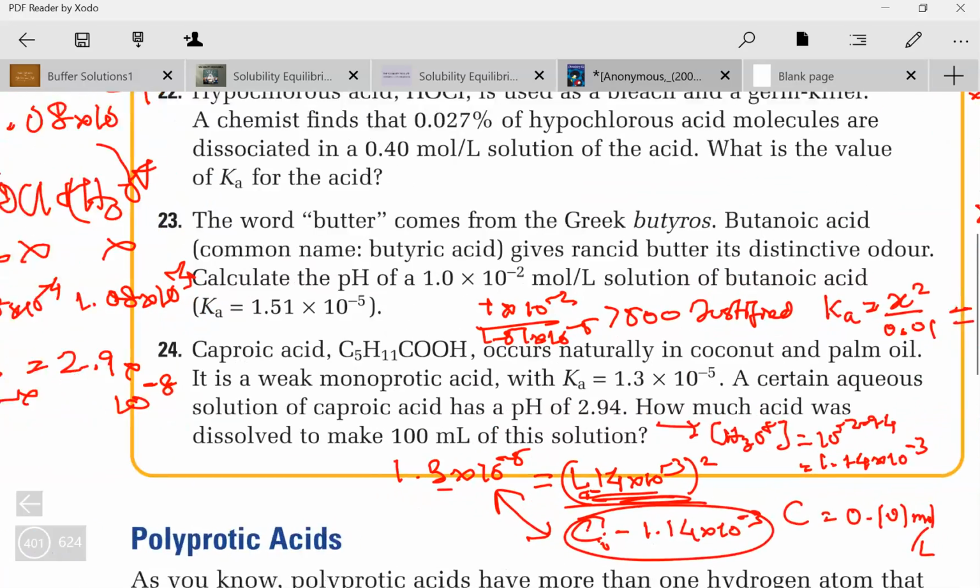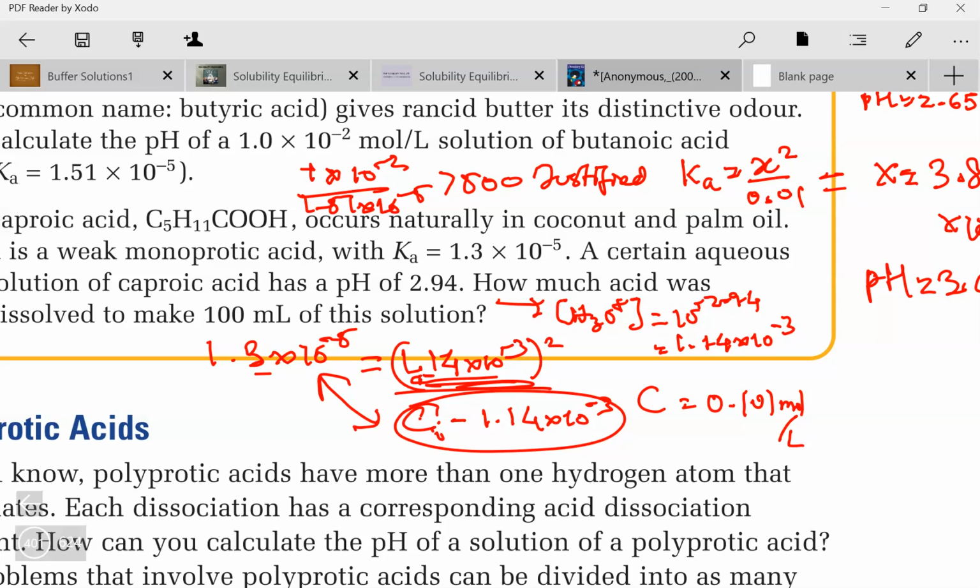So how much acid was dissolved to make 100 milliliters of the solution? Well, if it's 0.101 moles in 1 liter, to make 1/10 of that, I needed to dissolve 1/10 the moles, so 0.0101 moles had to be dissolved in 100 milliliters. Am I thinking that right? Yes, I am thinking that right.